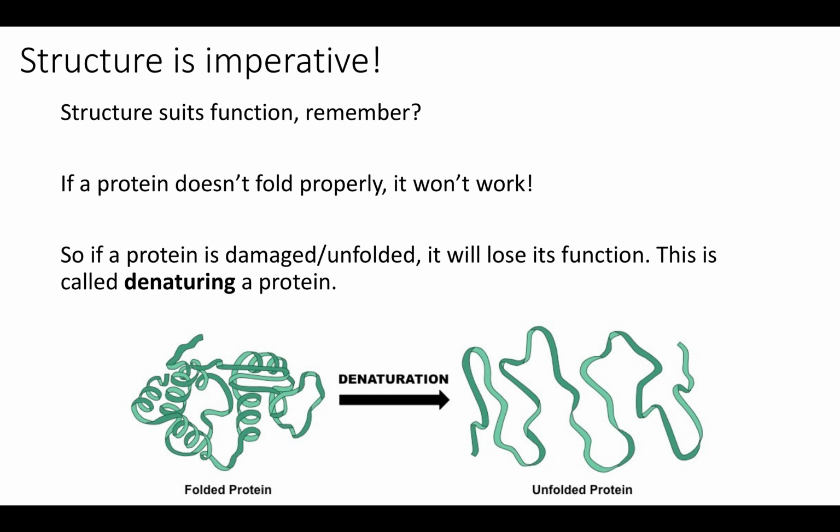So if its structure gets messed up, if the protein doesn't fold properly and it's not shaped the proper way, it's not going to work. It's not going to perform its function. So if you were to damage a protein, if you were to unfold it somehow, which is called denaturing here, that would cause the protein to lose its function.